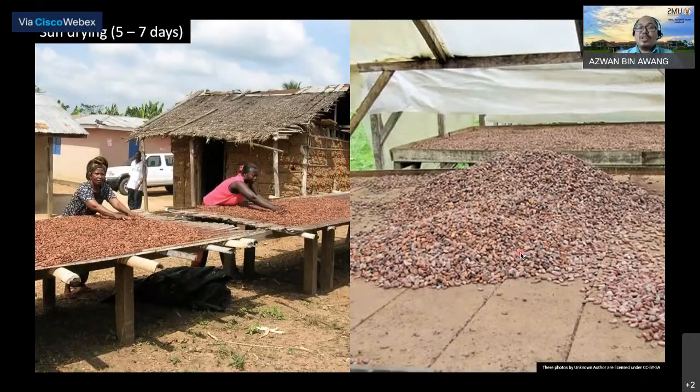So usually the easiest one is sun drying, but in Malaysia, our country, we have lots of rain, right? So sometimes we use plastic here to cover.